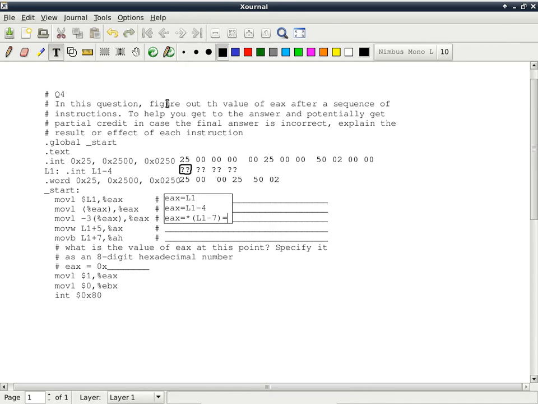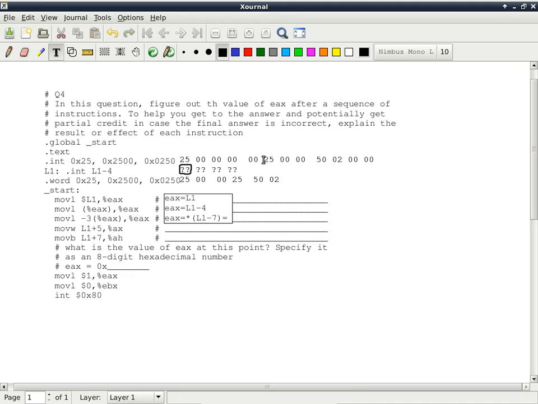0, 2. Okay, let's do some counting here. This is L1 minus 1, minus 2, minus 3, minus 4, minus 5, 6. This is minus 7. Okay, so this 25 is L1 minus 7. What will be in register EAX? What is this 25? 25 is the least significant byte of EAX, or is it the most significant byte of EAX? It's the least significant byte because it's the first byte or the byte at the lowest location.